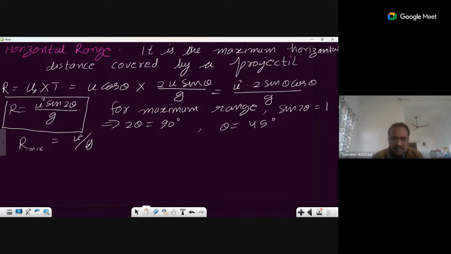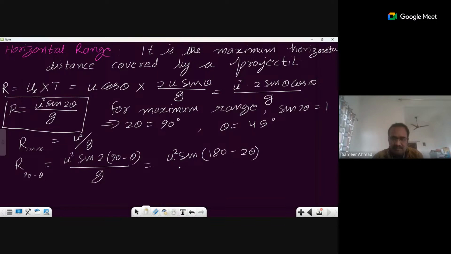There is one more fact: if the angle is 90 minus theta instead of theta, then the range at an angle 90 minus theta is equal to u square sine 2 times 90 minus theta by g. That is u square sine 180 minus 2 theta by g. That is equal to u square sine 2 theta by g.